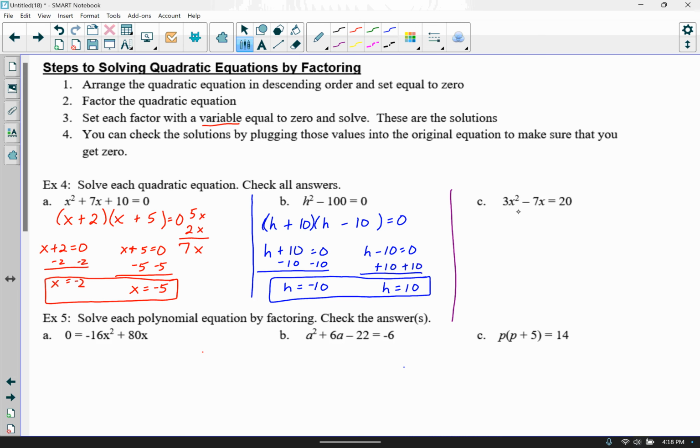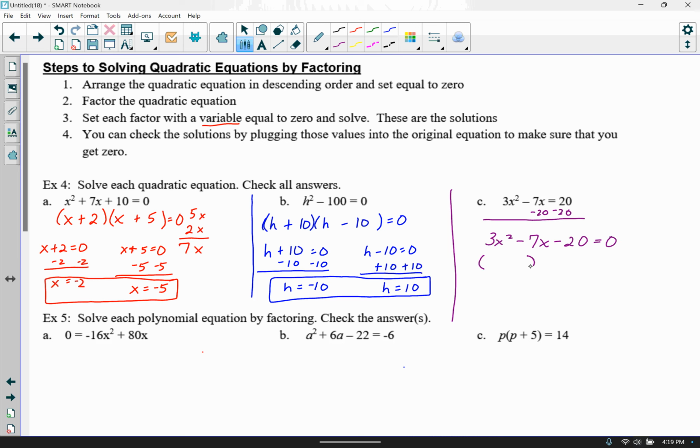All right, so this one is not equal to 0. So I need to get it equal to 0. You notice in the previous two, we were already equal to 0. So in letter C, I'm not equal to 0, so I need to pull that 20 over first. I'm crossing the equals mark, so I'm going to do the opposite. So I'm going to have 3x squared minus 7x minus 20 equal to 0.